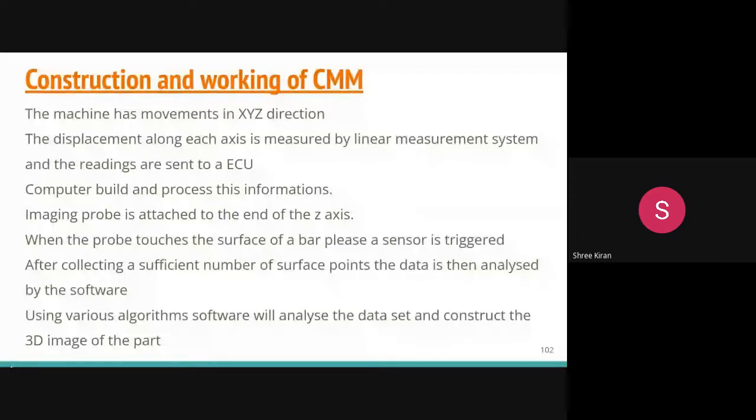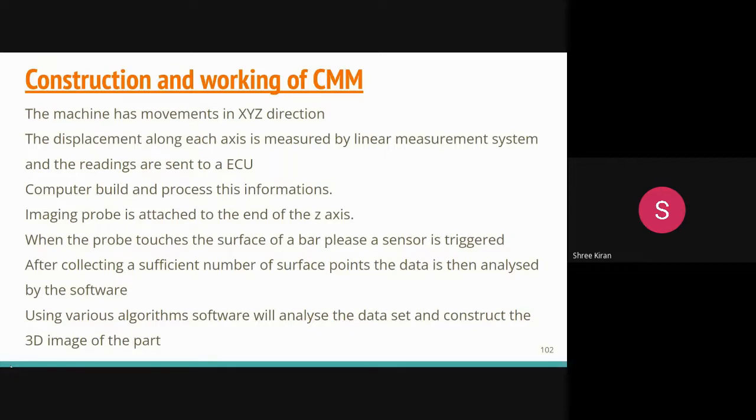Then when the probe touches the surface of the part, the sensors are triggered. After calculating a sufficient number of surface points, the data is analyzed by software. Using various algorithms, the software analyzes the data set and constructs a 3D image of the part. So this is what happens in a CMM.